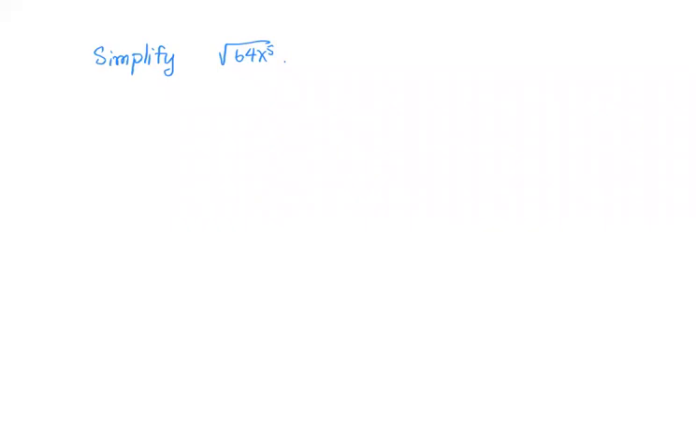We are going to simplify the square root of 64 times x to the fifth. Assume x is the positive quantity. Recall, when we have the square root of the positive quantity square, the result is that positive quantity. In our case, we are going to write the factors in the form of the power 2, and then use the property square root of a times b equals square root a times square root b to simplify further.